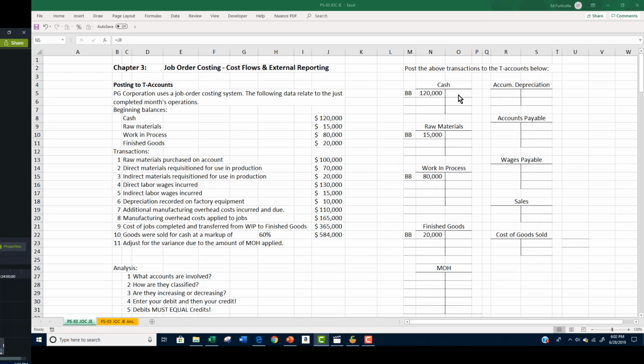Assets increase on the debit side and decrease on the credit side, while liabilities and owner's equity increase on the credit side and decrease on the debit side. Assets, liabilities, and owner's equity accounts are permanent accounts and will always have carrying balances from one accounting period to the next. The permanent accounts show up on the balance sheet.